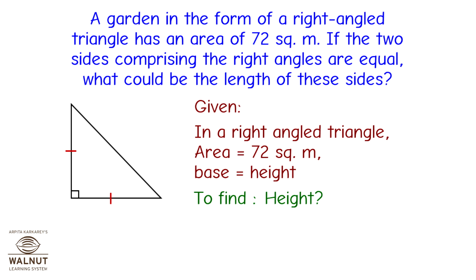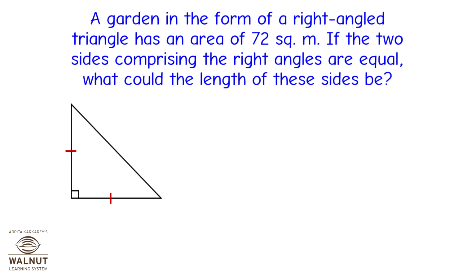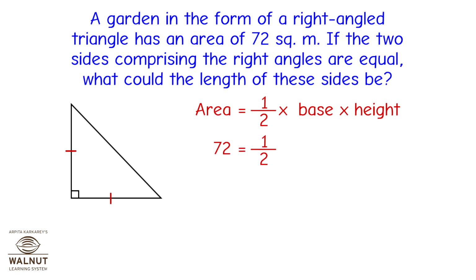This one is easy. You have to just substitute in the formula. Let's write the formula to find the area of a triangle. Area is equal to 1 upon 2 base into height. And put in the values. Area is 72 and base is the same as height. So, we write the height instead of base. So that becomes 72 is equal to 1 upon 2 into height into height.